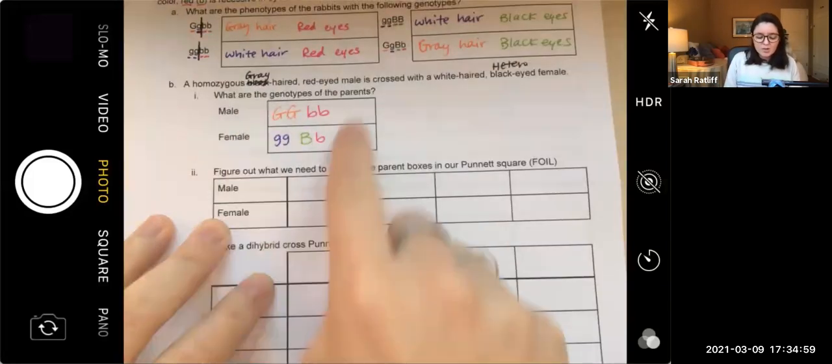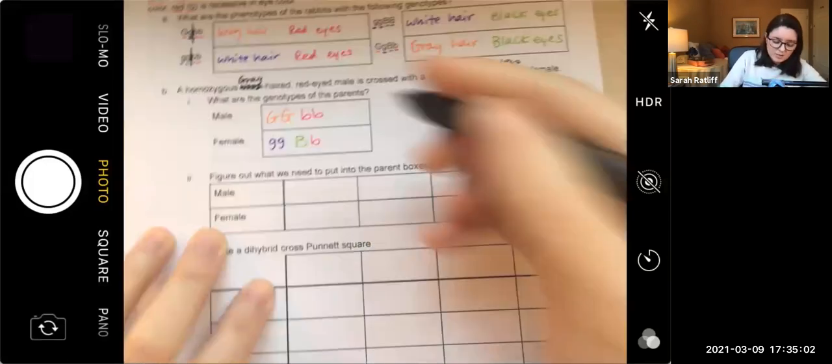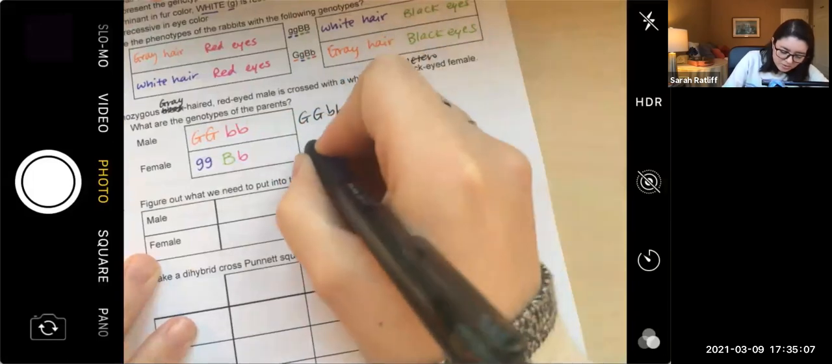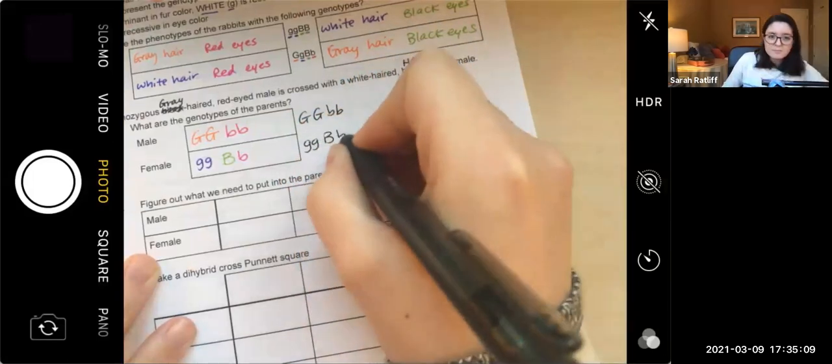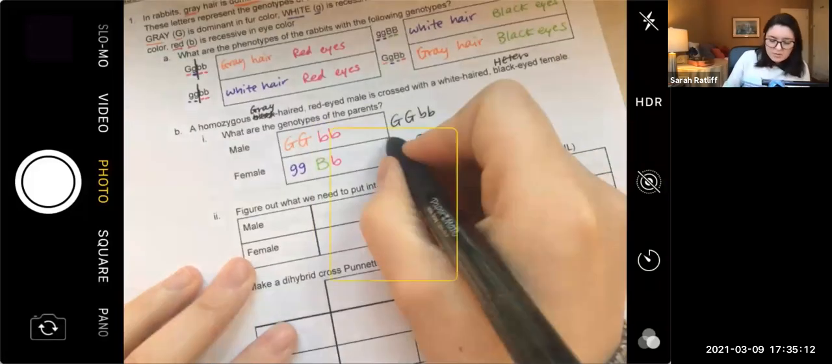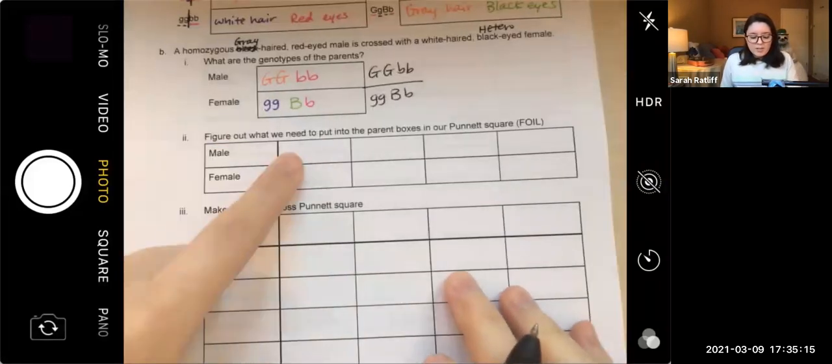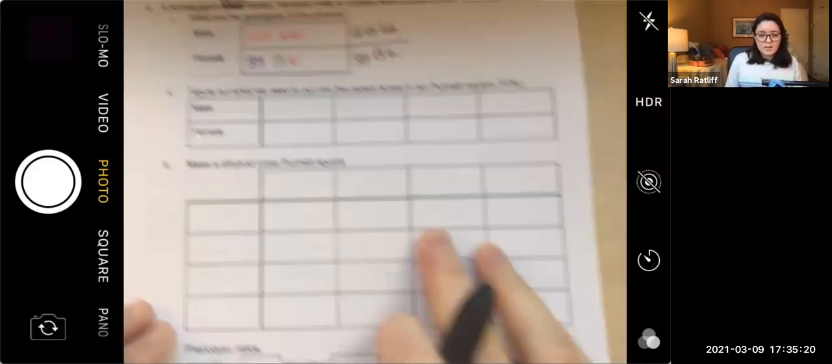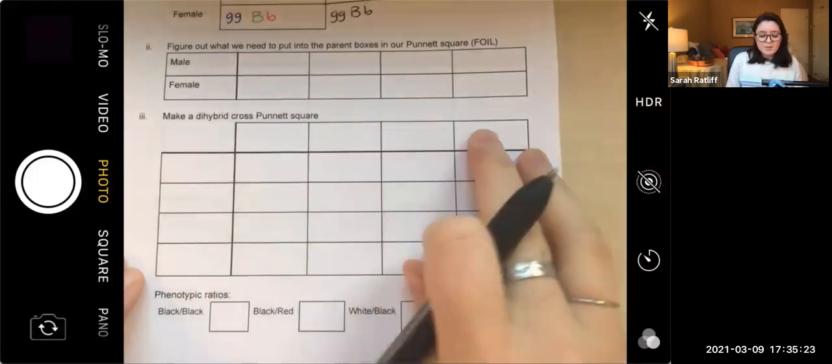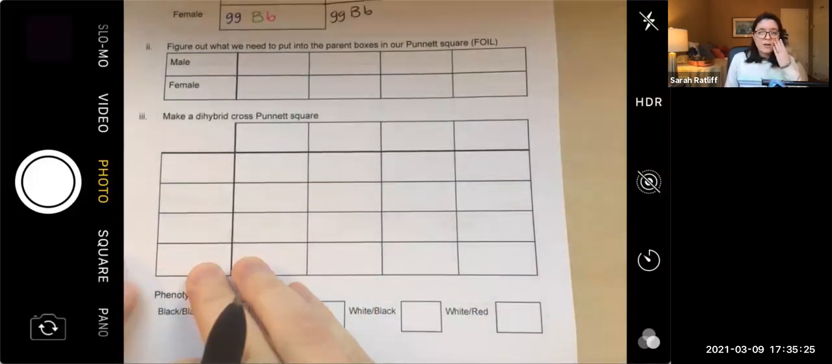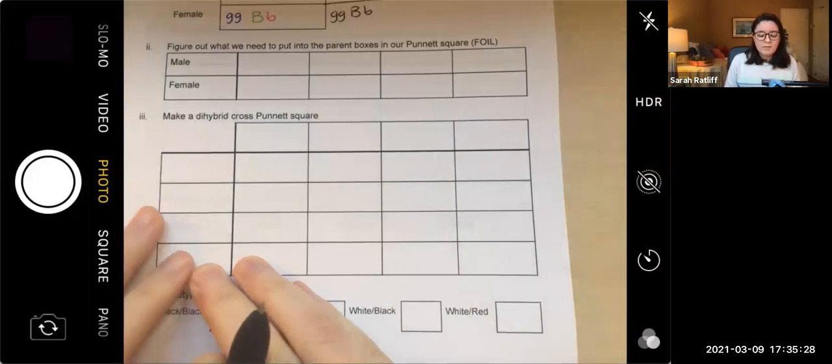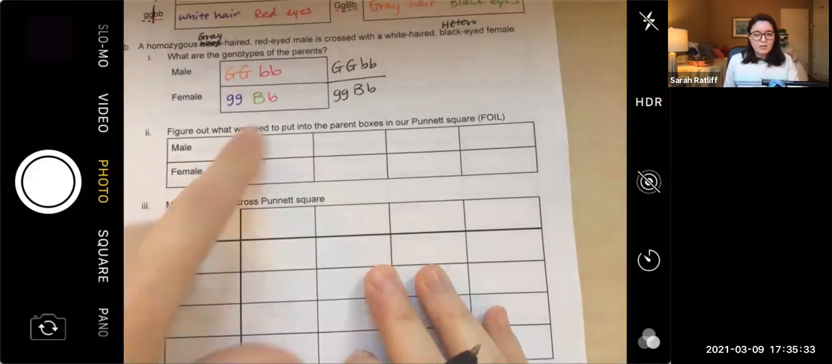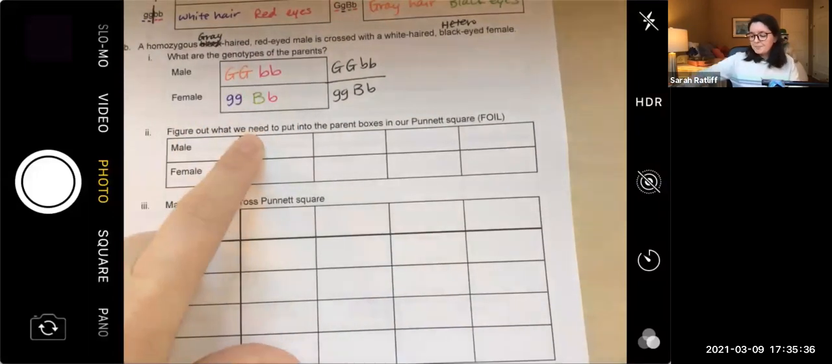All right, great. So we figured out our genotypes here. I'll even write them in all black just to make perfectly clear. Big G, big G, little b, little b, and little g, little g, big B, little b. Now figure out what we need to put in the pair boxes in our Punnett square using the FOIL method. Looking at our Punnett square here, we need 4 options for each parent, and we're going to find that out by foiling. First, outside, inside, last. For the male, we know what his genotype is. We got to FOIL these guys out.